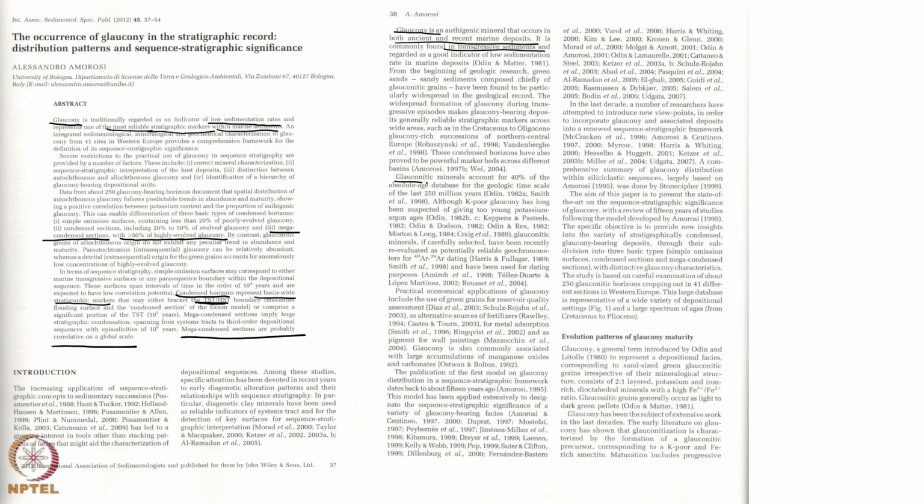Why the glauconitic minerals are very important? Because they account for 40% of the absolute age database of the geological time scale over the last 250 million years. Like the potassium argon dating, 40Ar-39Ar dating is also performed on the glauconites. Overall, glaucony can be considered as a depositional facies. It is of sand-sized green glauconitic grains irrespective of their mineralogic structure. When we say glaucony, we do not specify the mineralogic structure, but when we say glauconites, we are specifying the minerals.